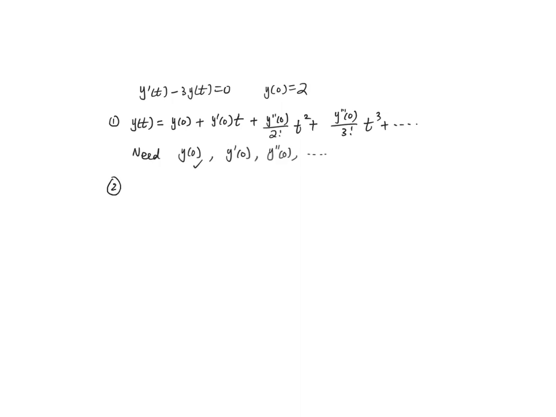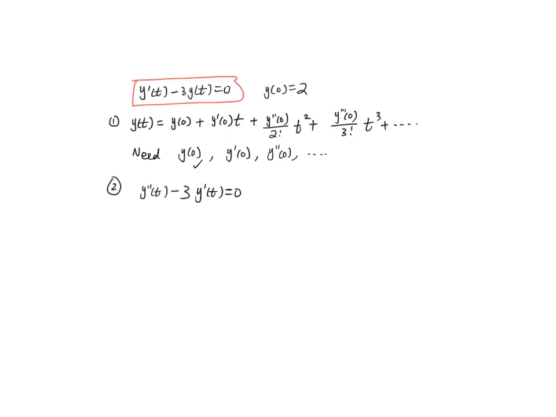Now, step number 2 is look at this. We're going to differentiate this equation with respect to t again. So we're going to do that. When we find the derivative, y prime becomes y double prime, right? Minus.